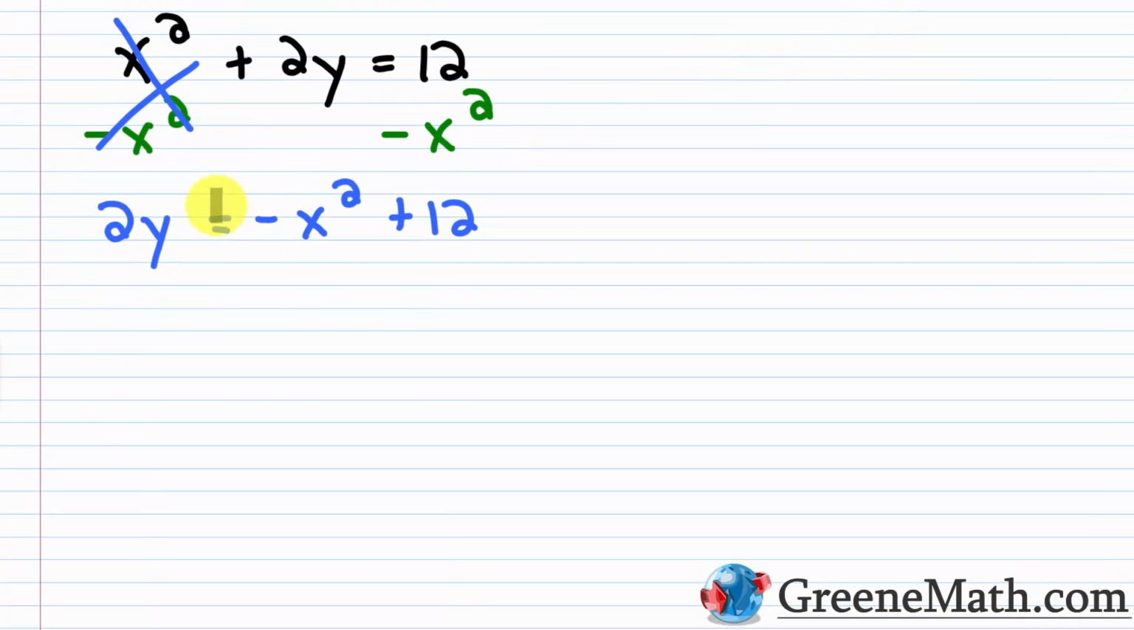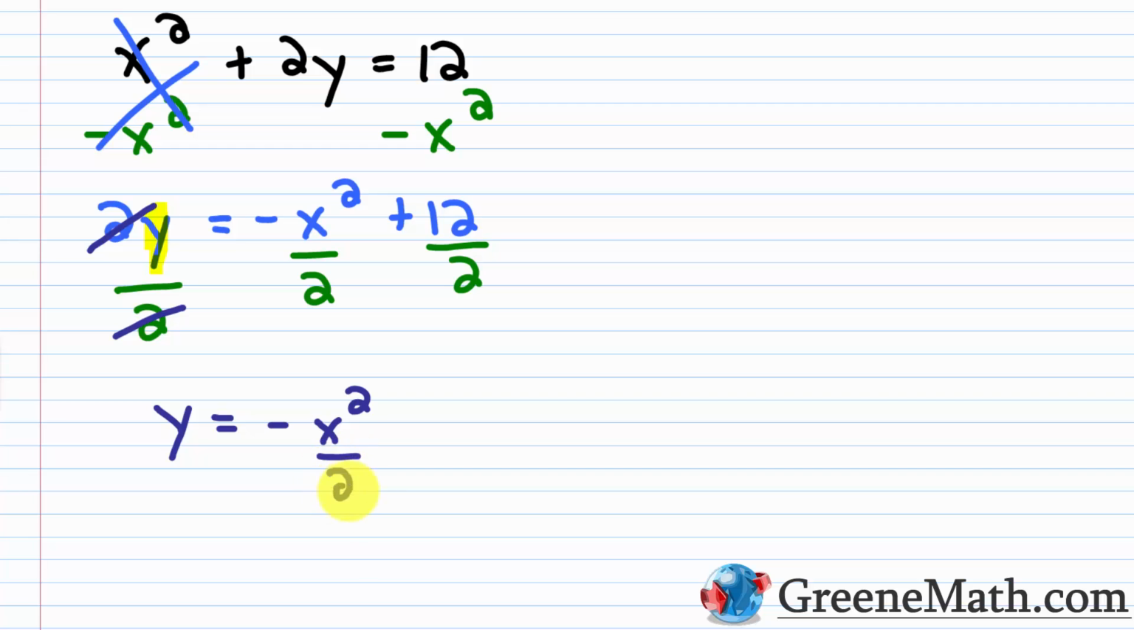All right, so again, we're trying to solve for y. So what we're doing here is we're multiplying y by 2. So to get y by itself, I can just divide both sides of the equation by 2. And we know that this would cancel with this. I would have y is equal to negative x squared over 2, and then plus 12 over 2 is 6. So this is my function solved for y. Y equals negative x squared over 2 plus 6.